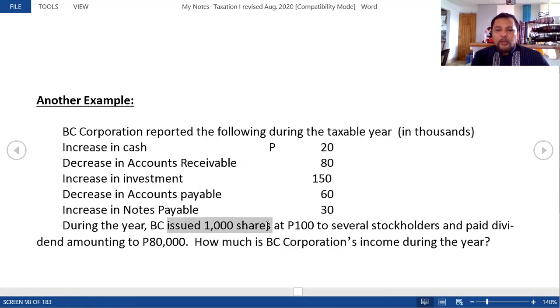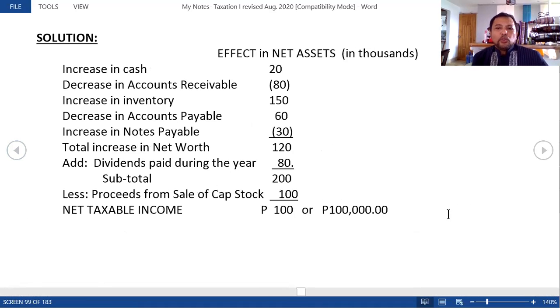How about the issuance of shares to stockholders? What is the effect on net worth? Of course, it increases, so it should be deducted. How about the dividends paid? This is a payment, so this should be added back. So this is the solution.